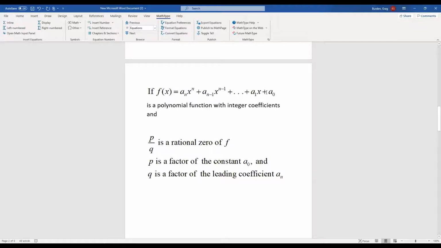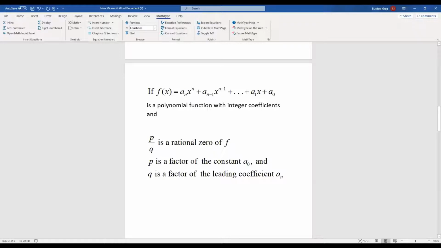If you have a rational zero of that, it can be written in the form p over q. It should be noted that p over q, we're assuming, has been reduced to lowest terms. So if p and q have any factors in common, those are canceled out. So you wouldn't have 2 over 4. That would be reduced to 1 over 2.